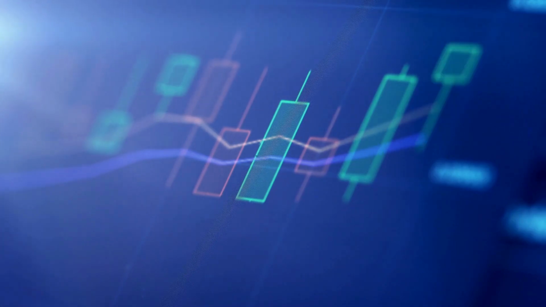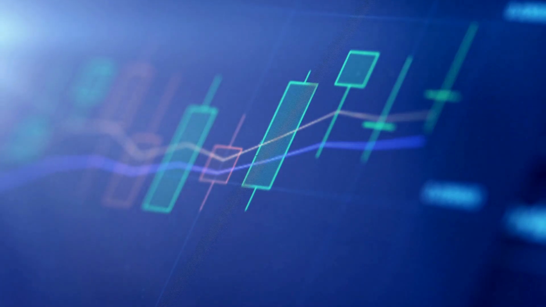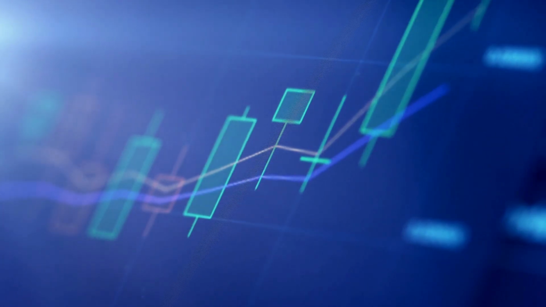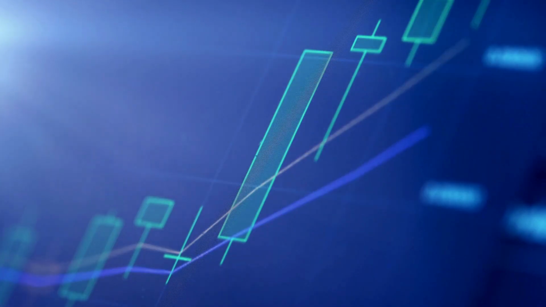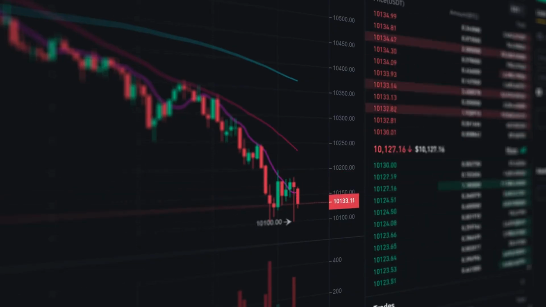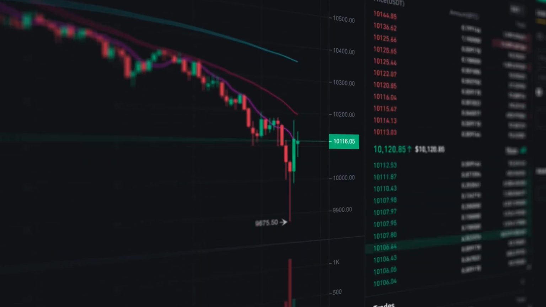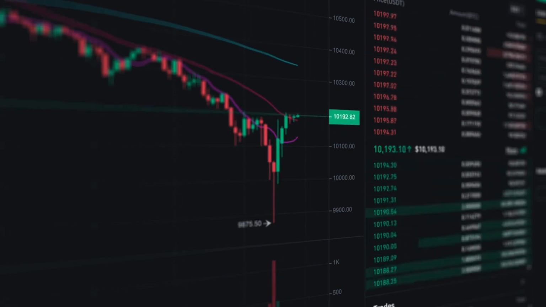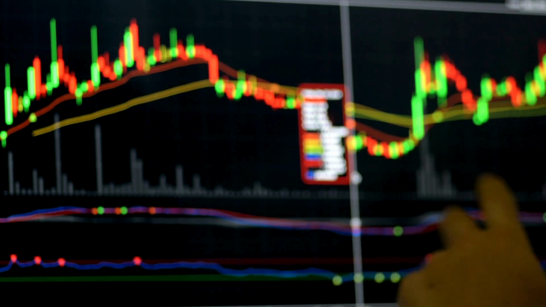The third element is the swap, which is the interest paid or earned for holding a position overnight. In Forex, each currency has an associated interest rate, and the swap reflects the difference between the interest rates of the two currencies in a pair. If you buy a currency with a higher interest rate and sell one with a lower rate, you might earn positive interest. However, if the reverse is true, you'll pay a negative interest. Swaps are especially relevant for long-term traders, also known as swing traders.